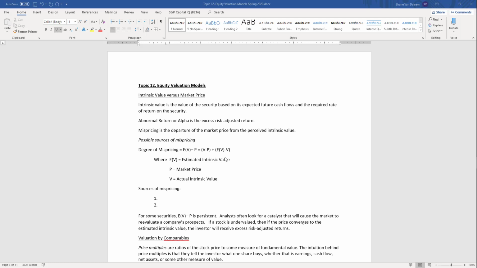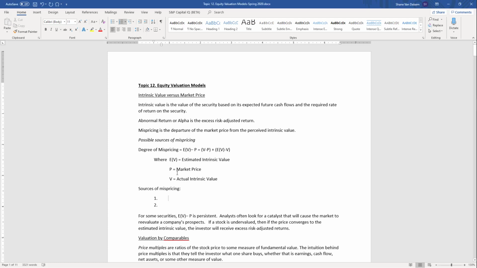Okay, so the abnormal return, or the alpha, is the excess risk adjusted return. We've gone through this in class before. Mispricing is the departure of the market price from the perceived intrinsic value, and there are two sources of mispricing. What this says is the degree of mispricing is the estimated intrinsic value, that's the value that we would come up with when we value the stock, minus its market price. And this mispricing comes from two different things, V minus P.